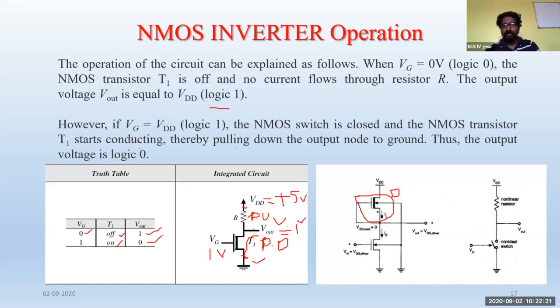How can we tell we have used a depletion mode transistor? Because of this thick line at the gate terminal or the bulk. We have used a thick line. If we use a thin line, it is an enhancement mode transistor. That's the main difference between the enhancement mode transistor and depletion mode transistor symbols.